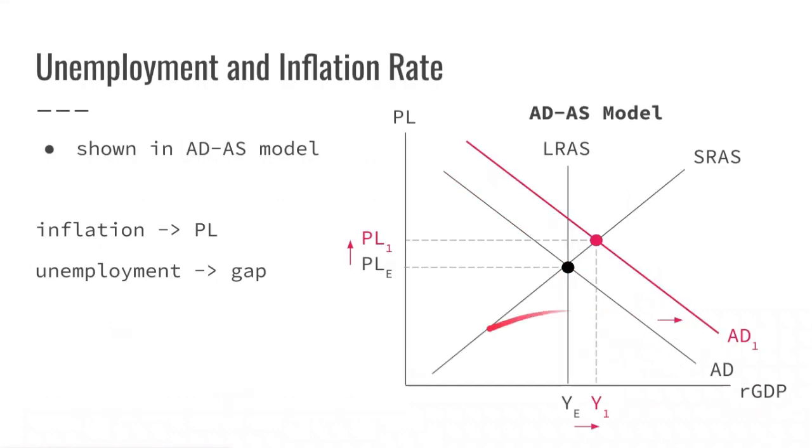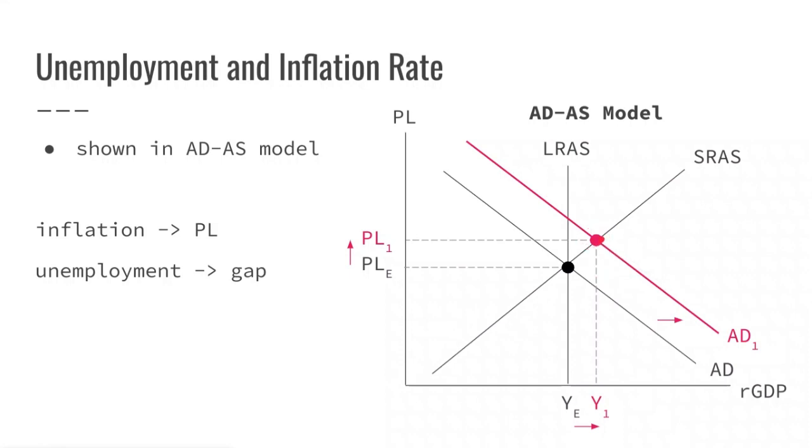I just want to go over unemployment and the inflation rate, because we've seen these before, and how we can relate the Phillips curve to everything that we've learned before. Primarily we're going to see this reflected in the ADAS model. Here on this graph we have an increase in aggregate demand, so now we're in an inflationary gap.